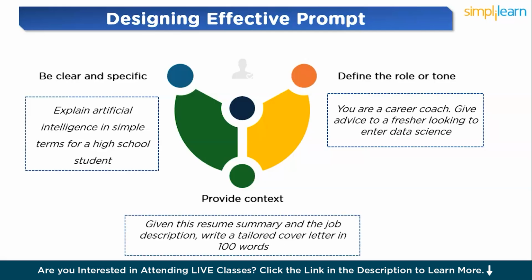Next one we have is called providing context. If your prompt depends on previous information or has multiple parts, provide that background clearly. For example, "given this resume summary and job description, write a tailored cover letter in 100 words." This example helps the model understand the relationship between inputs and generate more relevant output. So guys, keep this in mind while you are designing an effective prompt.